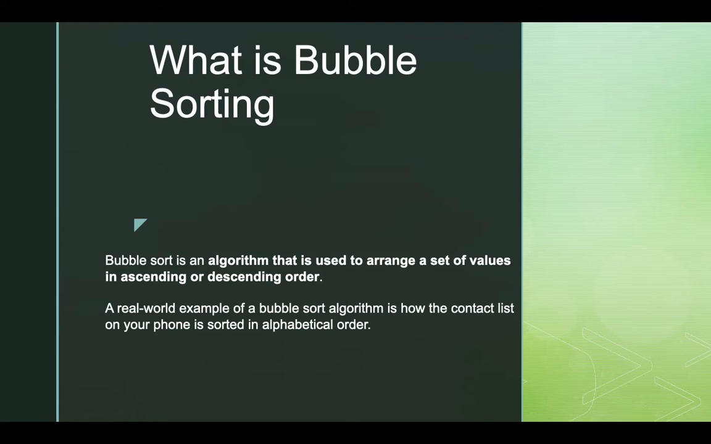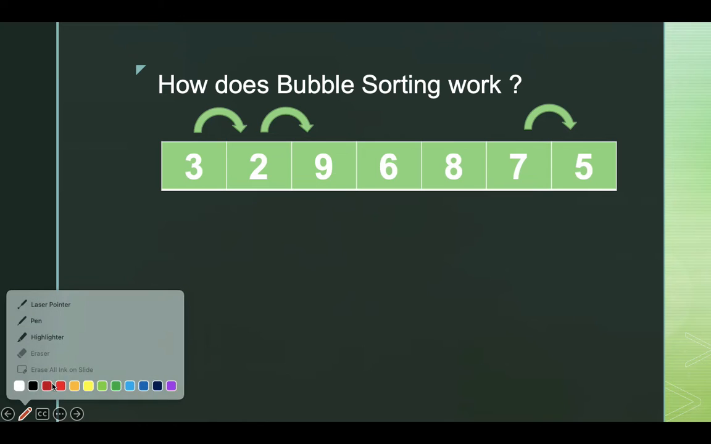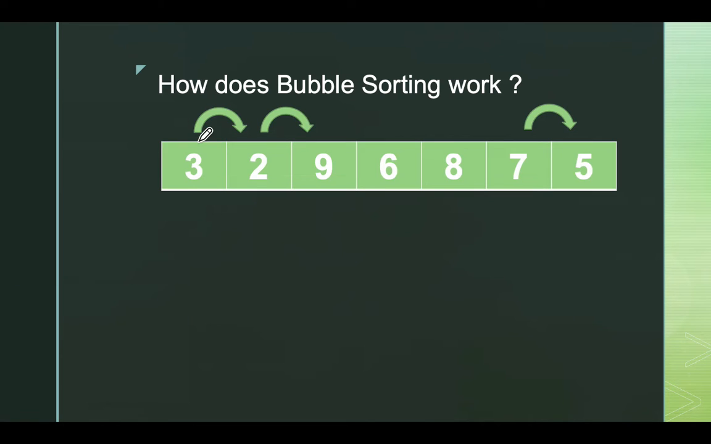A real-world example of the bubble sorting algorithm is how the contact list on your phone is arranged. You might have noticed it goes A, B, C, D, E, F, G, sorted by the names. So okay, how does bubble sorting work? I'll explain it with this.